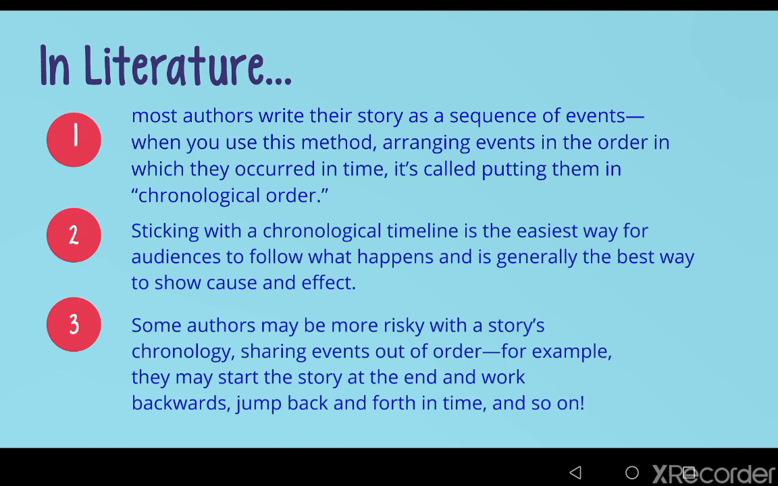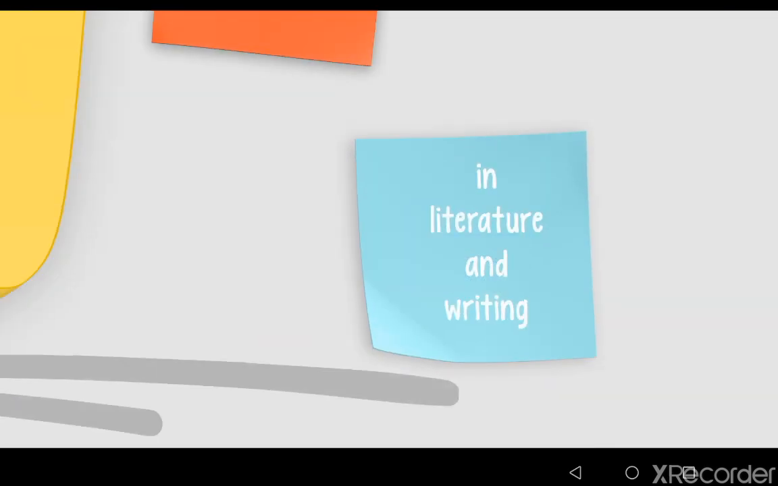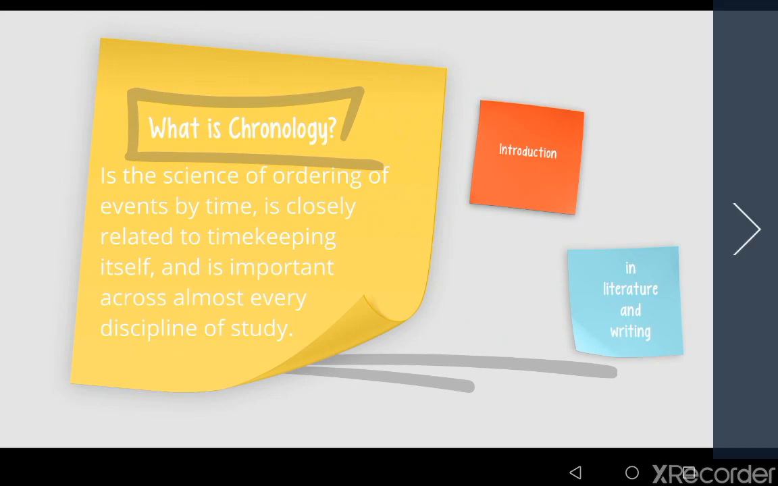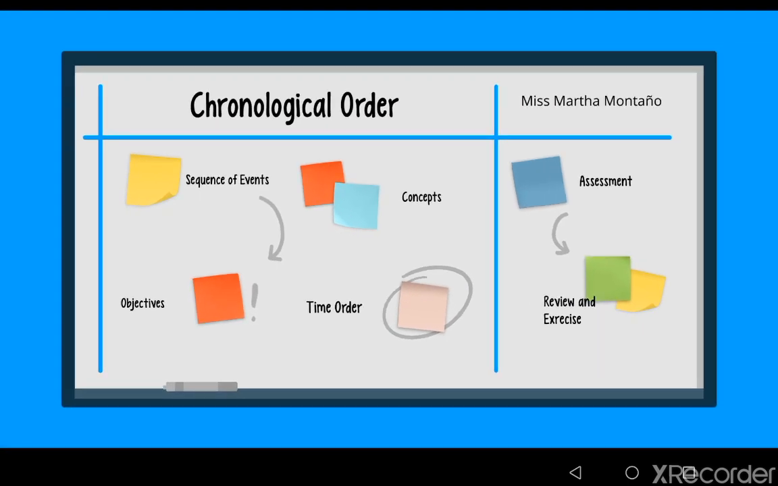For example, we have seen a lot of movies and read a lot of books that may start the story at the end and work backwards, jump back and forth in time, and so on. There are a lot of stories that show us this way of writing in a timeline.